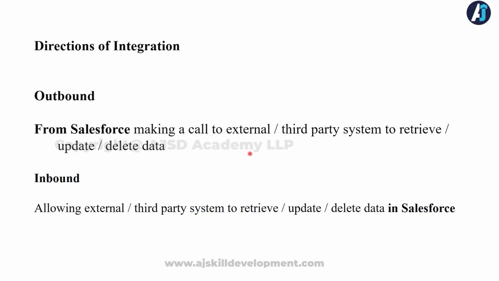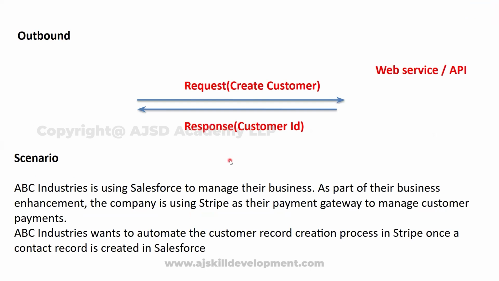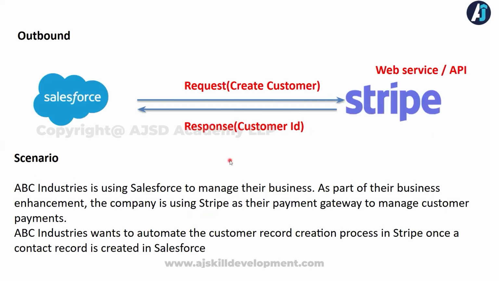Just opposite to this, inbound integration. If any third party system needs some data from Salesforce, they will be sending their request to Salesforce. If any request is coming to Salesforce, then we call it inbound integration. If any request goes outside of Salesforce, we call it outbound integration. If any request is coming into Salesforce, we call it inbound integration. Let's discuss this in detail with a use case.